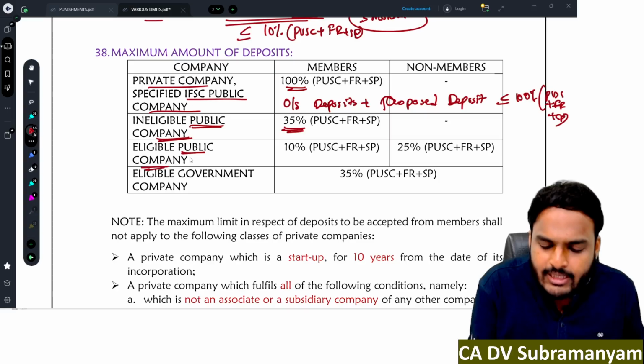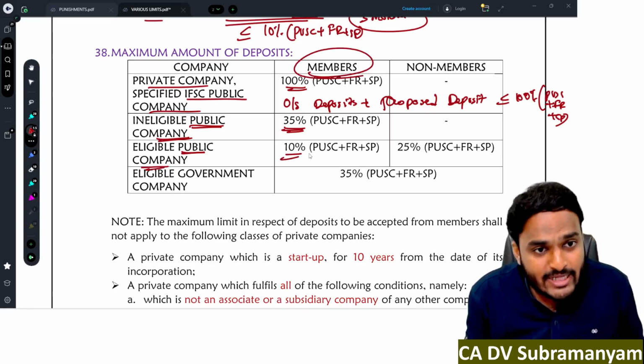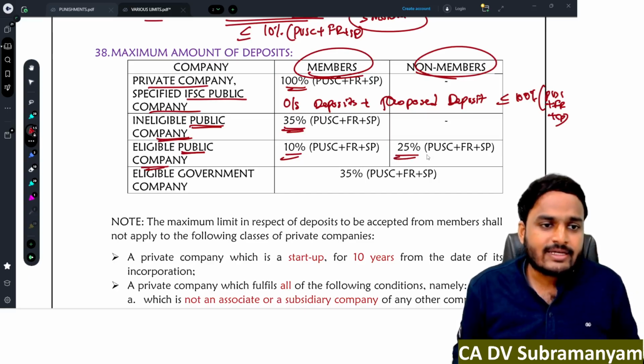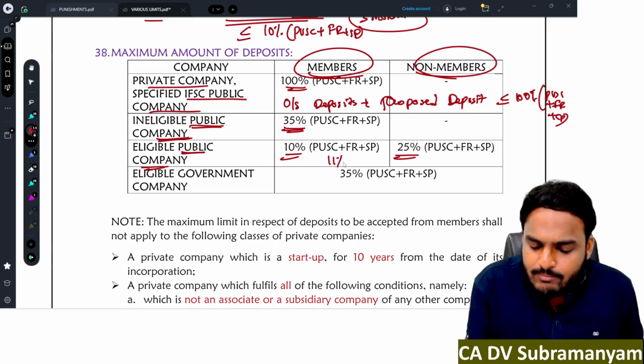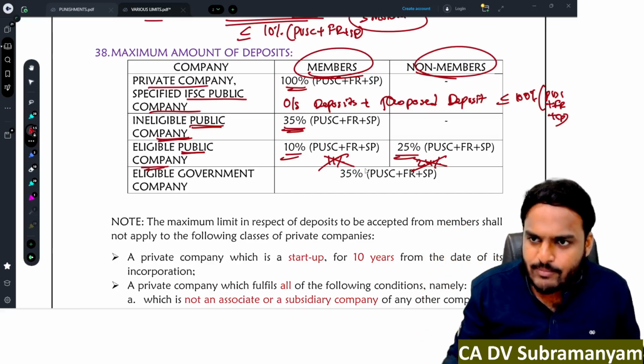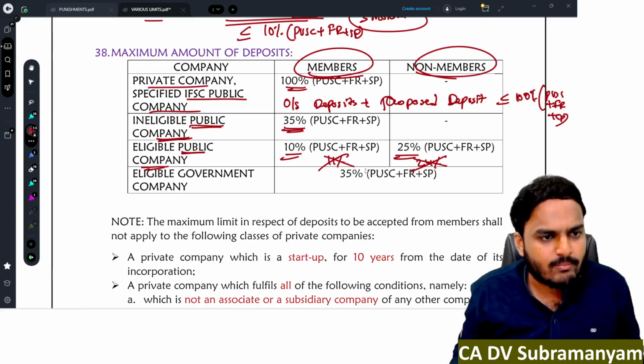Eligible public company, from members it can accept up to 10%. From non-members it can accept up to 25%. Sir, can a company increase like this, 11% here, 24%? Can a company do like that? No. Changing the limits is not possible. Up to 10 in case of members, up to 25 in case of non-members.